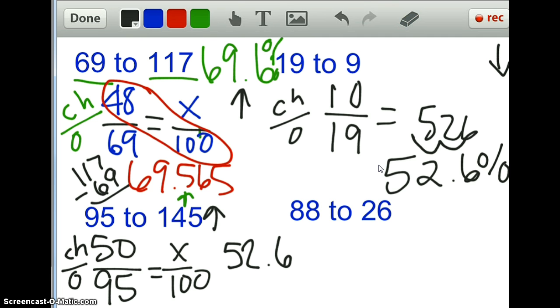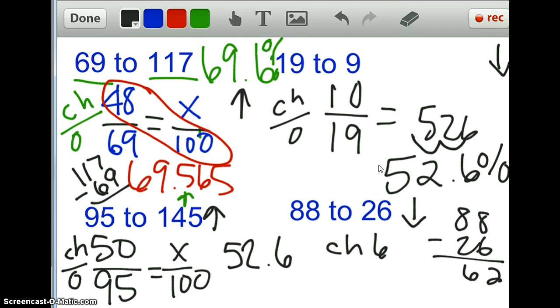All right, this one, 88 to 26. I'm going down, so it's going to be a decrease. So my change is 88 minus 26, which gives me 62, over my original of 88. So what percent is 62 out of 88? Did you get it? 70.5%. Be really careful as you are rounding.